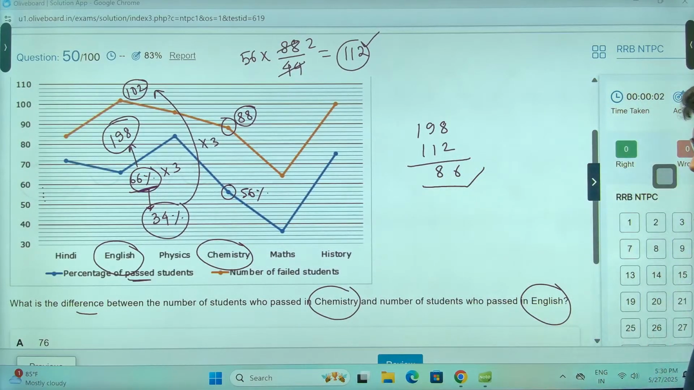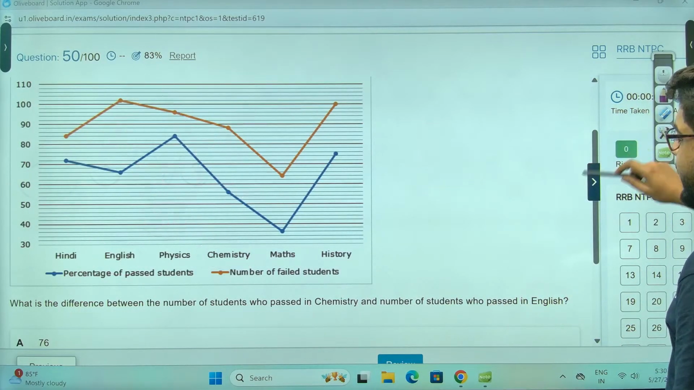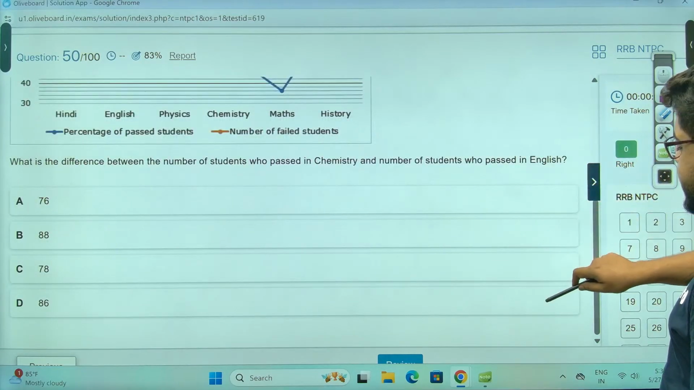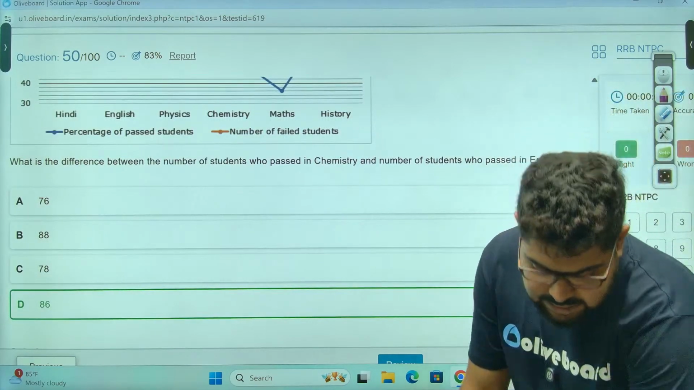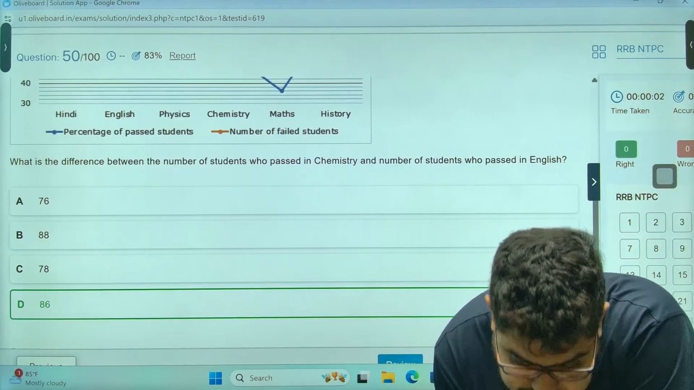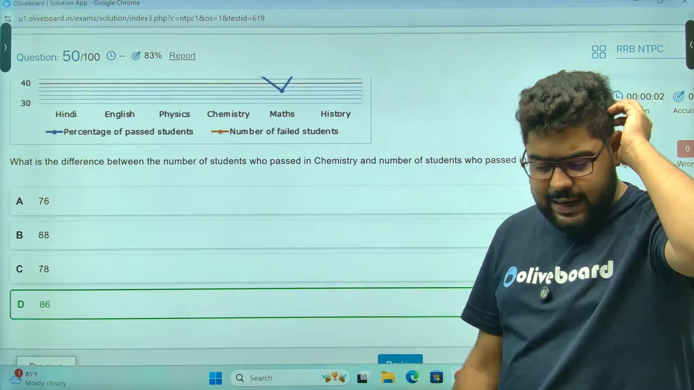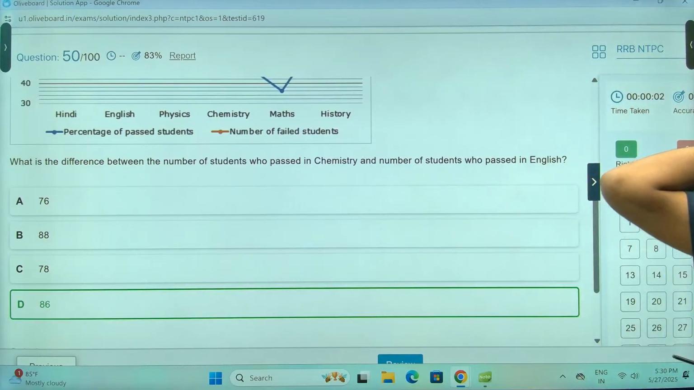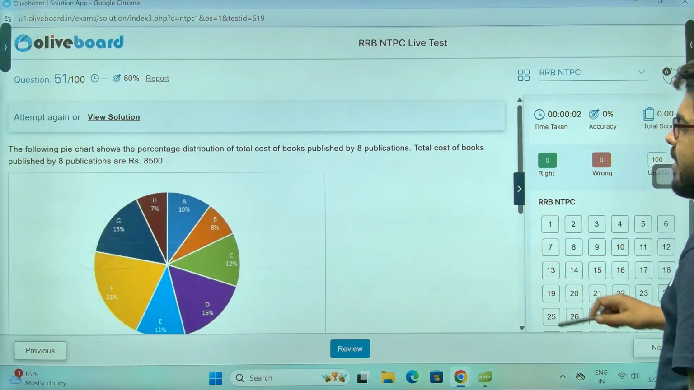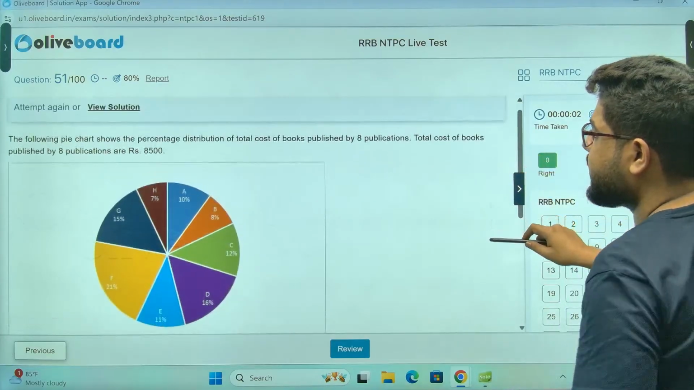No worries, Reena. What was our value? 86, right? 86. No worries, Reena. This was a little better DI compared to the other ones. It was okay. Goodness, there were so many DIs.